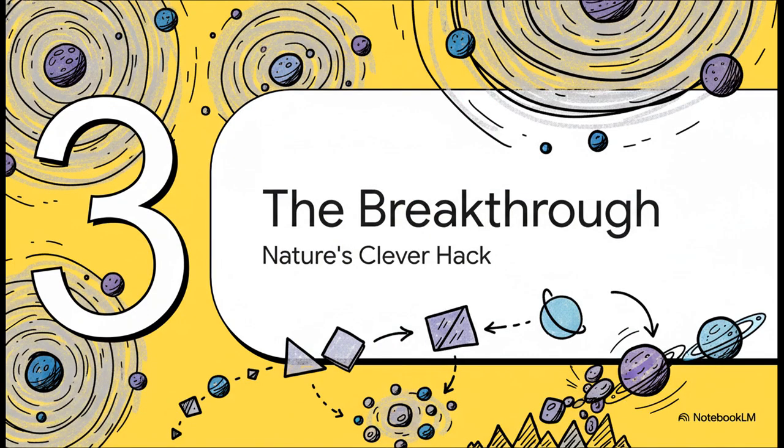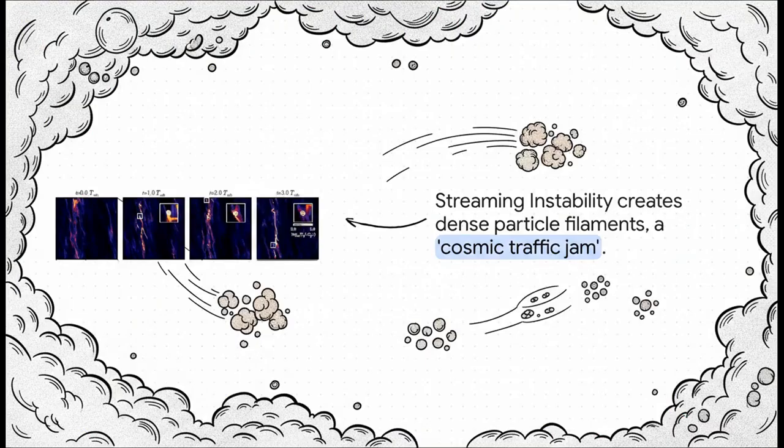So how did we solve it? Well, it turns out nature doesn't always play by the simple rules we think up. It uses a loophole, a really clever collective hack to basically cheat the system. And this simulation illustrates the solution perfectly. It's a process called the streaming instability. And what happens is, instead of acting alone, particles start to clump together.